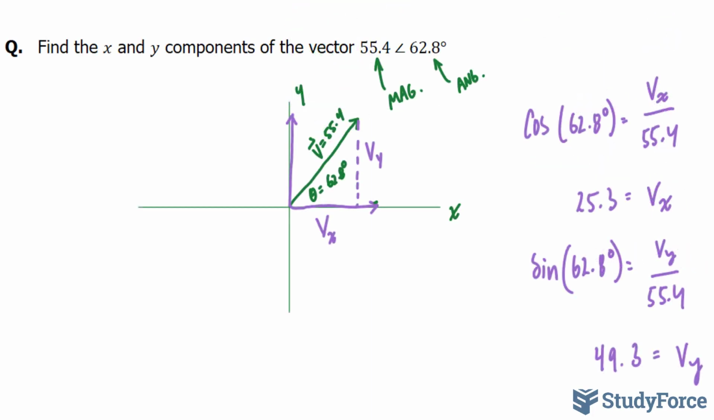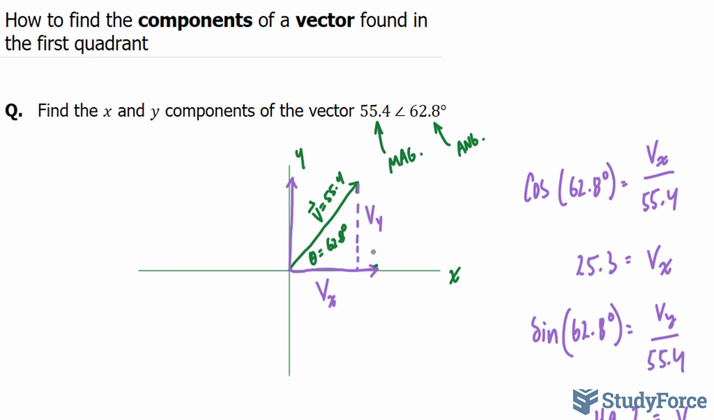So there you have it. That is how to find the components of a vector found in the first quadrant.